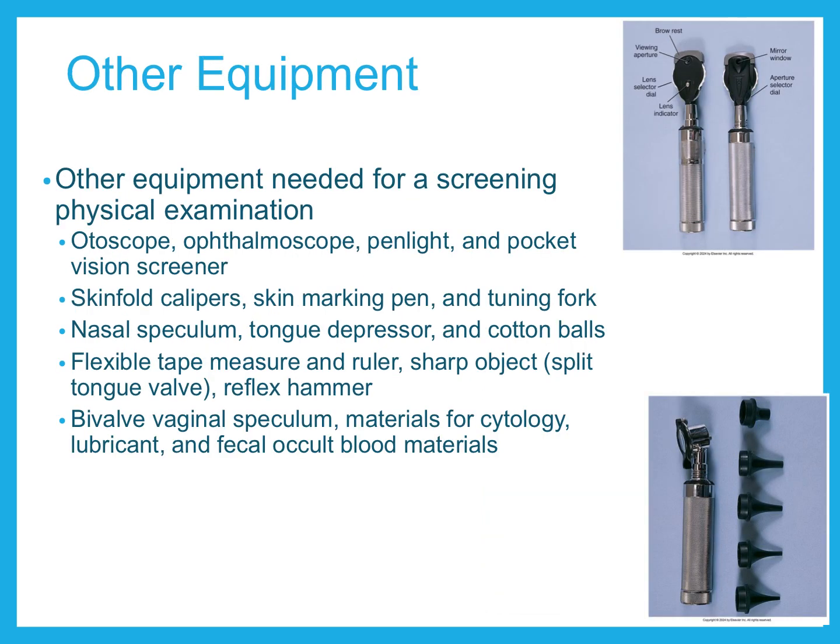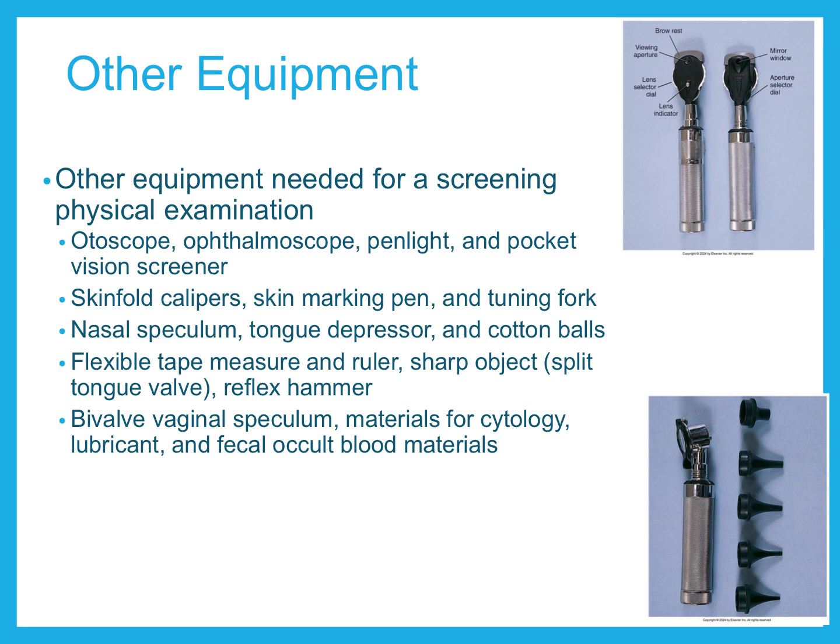Other equipment that we use for assessment techniques includes the use of an otoscope to look into the ears, an ophthalmoscope to visualize the eye structures, and a penlight to shine light on things and to look at the constriction of the pupils during an eye exam. And then you can use a pocket vision screener, which is like a Snellen chart, but it's called a Rosenbaum chart, and it's much smaller and it helps screen for near vision disorders.